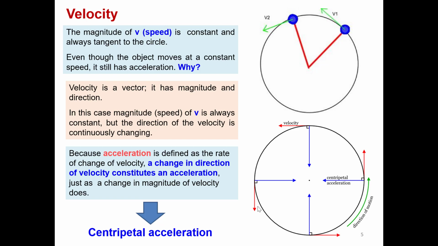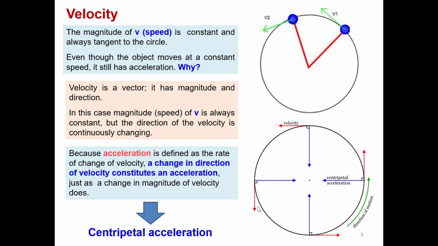Then if this object is moving in a circular path, it is because there is some force that keeps the object moving in this path. And we know by Newton's second law, if there is a force, then this object must have some acceleration. But why, if the speed is constant, does the object have some acceleration?